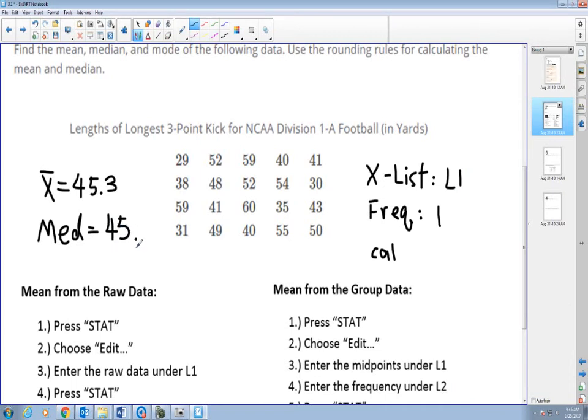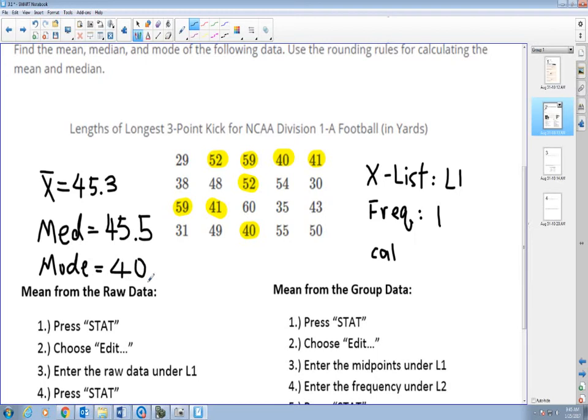Now the calculator does not do mode, so here we're just going to take a look at the number that occurs the most. Let's look around. I got 40 occurred twice. I got 41 occurred twice. 52 occurred twice. And 59 occurred twice. So all of these numbers occur twice, so all of them are going to be my mode.